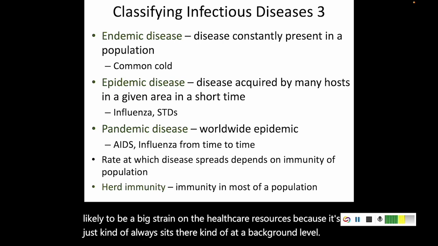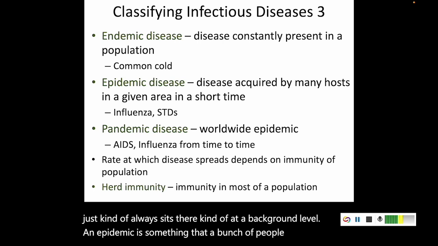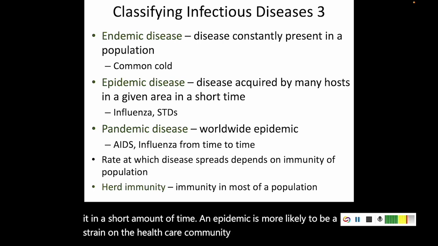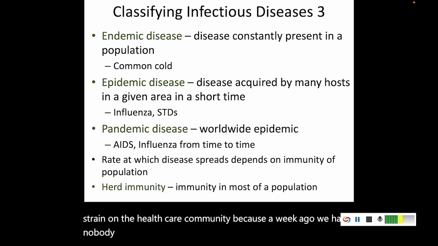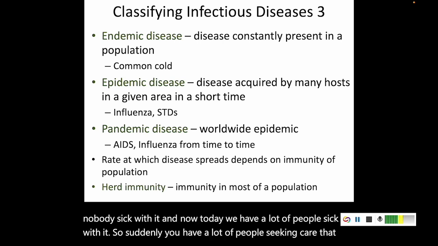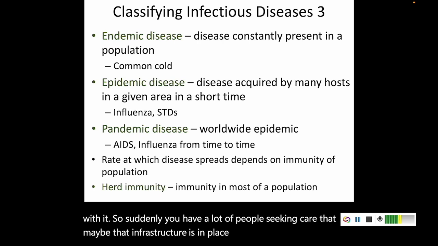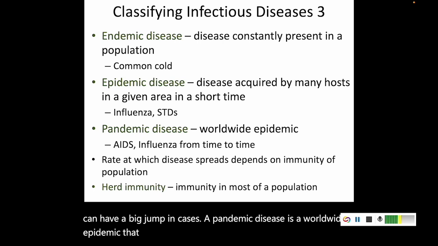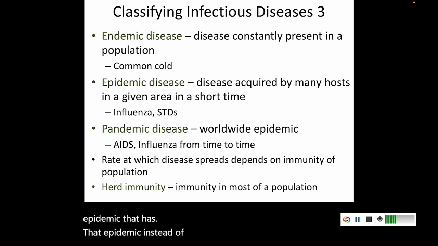An epidemic is something that a bunch of people pop up sick with in a short amount of time. An epidemic is more likely to be a strain on the healthcare community because a week ago we had nobody sick with it, and now today we have a lot of people sick with it. So suddenly you have a lot of people seeking care that maybe that infrastructure isn't in place. Influenza, STDs, suddenly you can have a big jump in cases. A pandemic disease is a worldwide epidemic that, instead of being local, is now around the world.